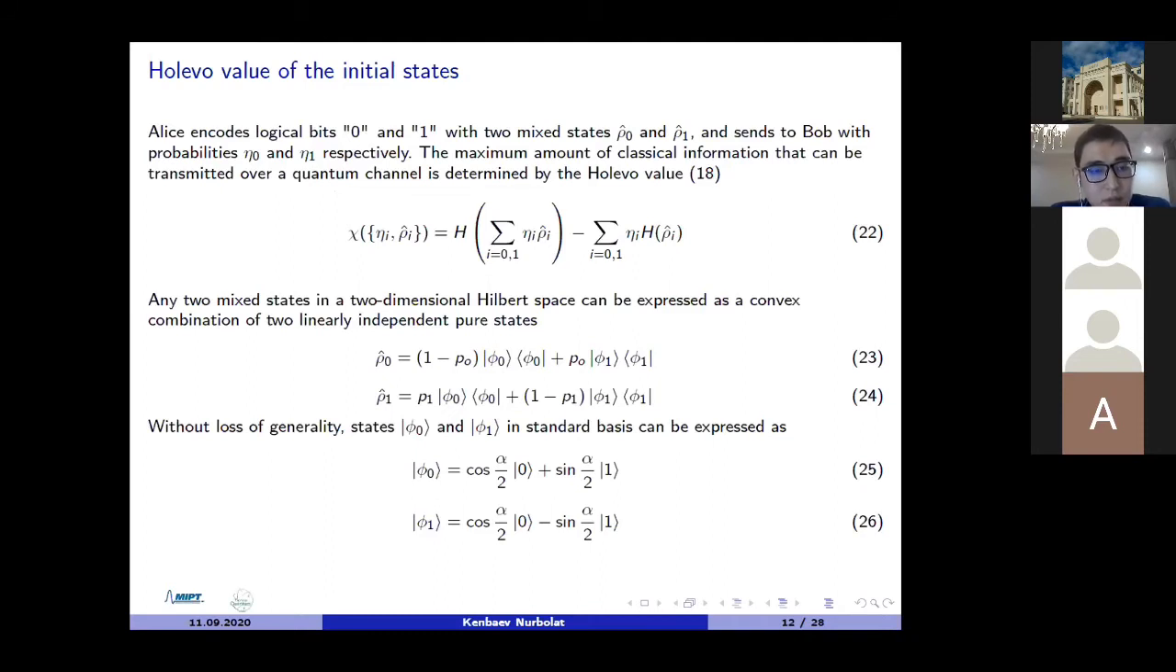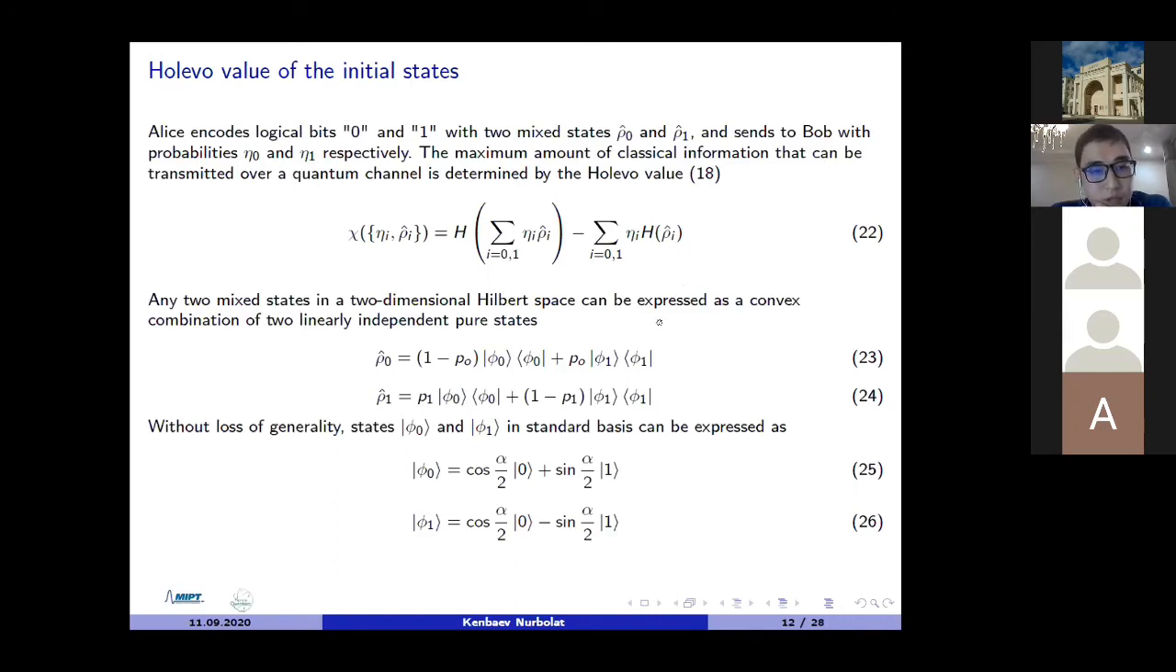Then I will tell you about the Holevo value of the initial states. I consider the case where Alice encodes logical bits 0 and 1 with two mixed states rho 0 and rho 1, and sends them to Bob with probabilities eta 0 and eta 1 respectively. The maximum amount of classical information that can be transmitted over a quantum channel is determined by the Holevo value.